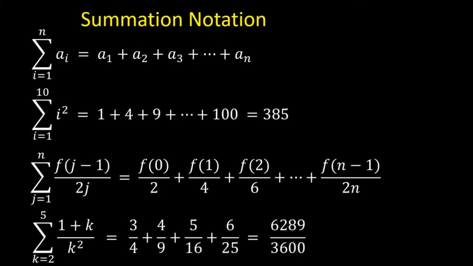Here's another numerical example. Take the expression 1 plus k over k squared. Replace k by all the integers in the range from 2 to 5 inclusive. This gives 4 terms, and we add them up.